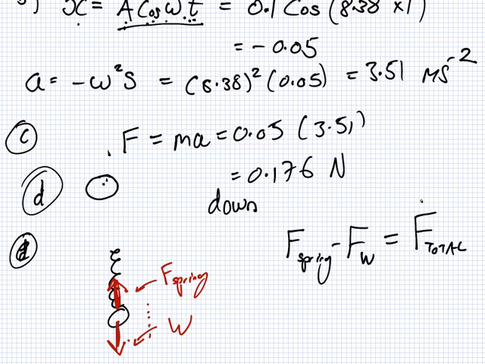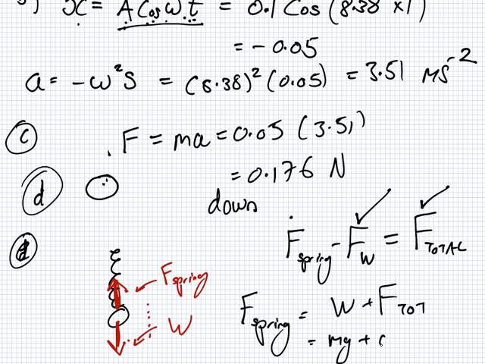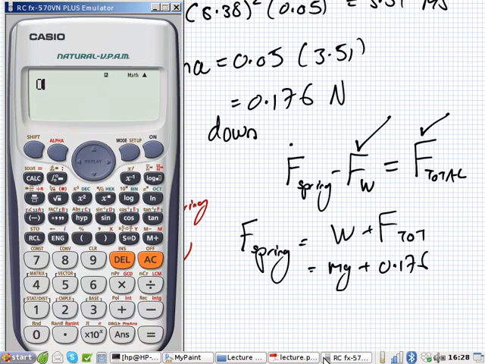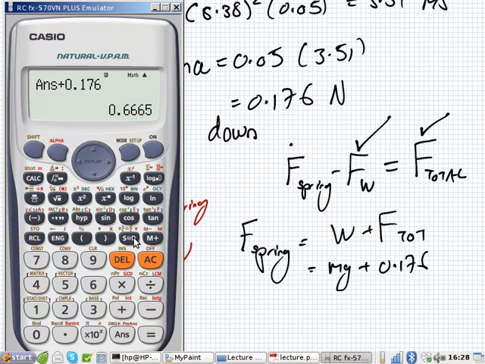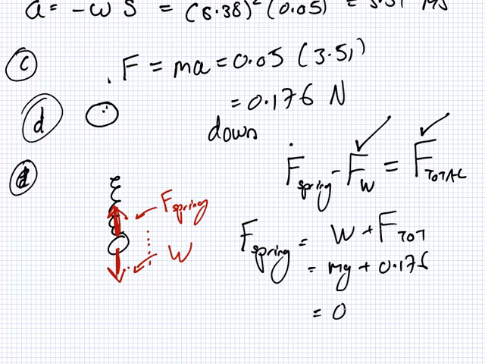Do we know this force? Yes. Do we know this one? Yes. Can we know this one? Yeah. So the force from the spring is equal to the weight plus the total force, which is equal to mg plus 0.176. 0.667 is the force.